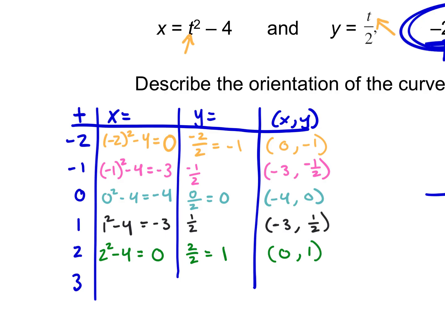And then lastly, let's plug in 3. 3 squared would be 9, and 9 minus 4 is 5. And then when we plug it in here, we have 3 over 2. Now when we graph, it might help to change the fraction to be either a mixed number or a decimal. What would the decimal version of 3 over 2 be? 1.5. This will just help us graph it. So we have 5, comma, 1.5.